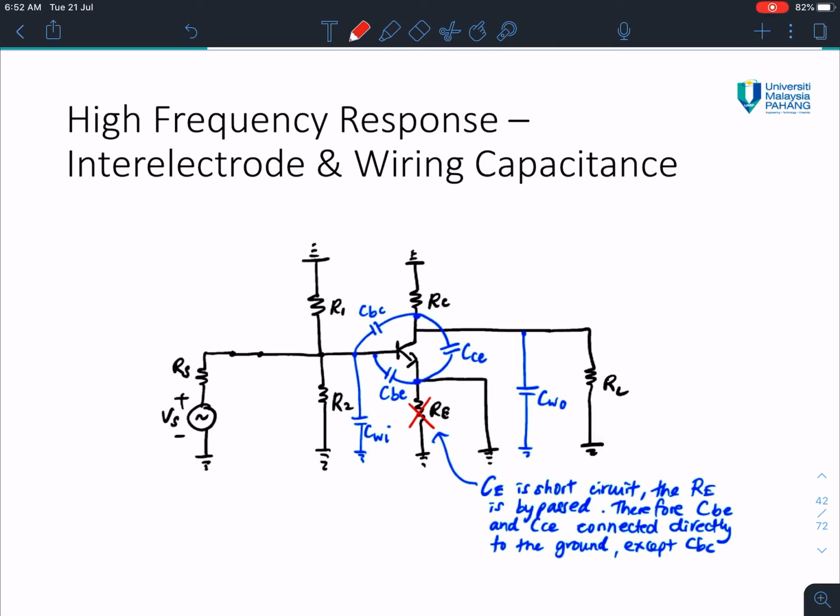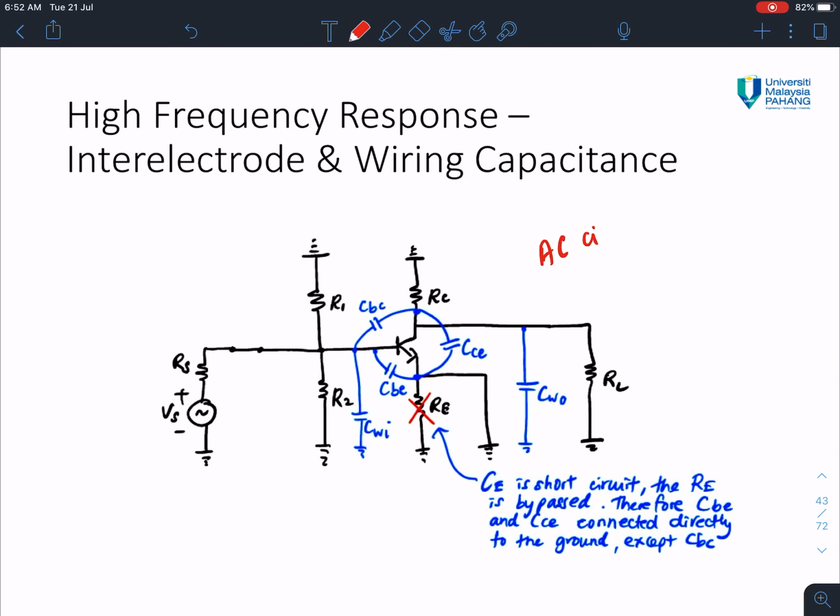Okay, we take a look in detail at the voltage divider circuit in high frequency response. I convert the circuit into the AC equivalent circuit for the voltage divider. So the DC is changed to ground, and the RE is now eliminated because there is a bypass here. So we remove the RE, and then we can see the CBE and CCE now.